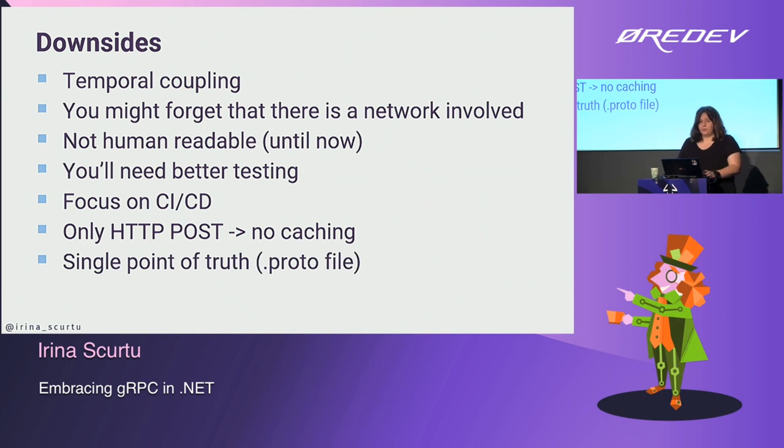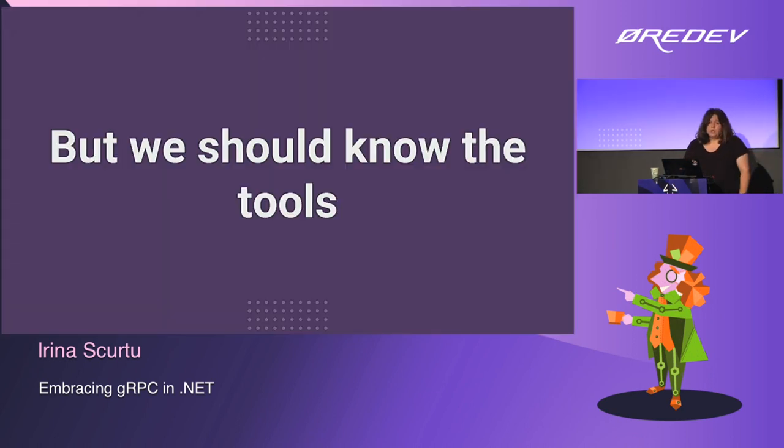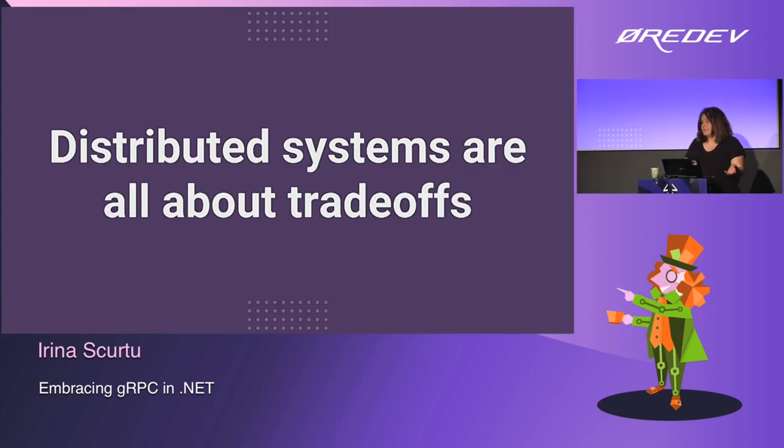And you have the single point of truth that you travel around. So no more add, right-click, add reference, and so on. But you'll have the proto file that you need to make sure is accessible from wherever parts of your system need it. And it's supported in Azure now. After 2 or 3 years, it works in Azure as an app service. So we should all know the tools, because distributed systems, no matter their size, are all about trade-offs, in my opinion. So we need to pick the right piece of tech to actually help our business.